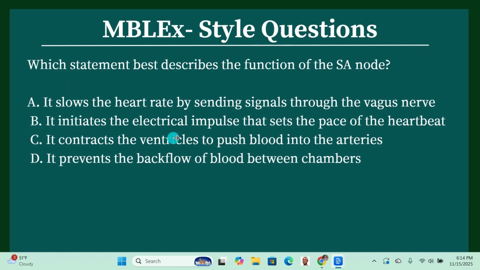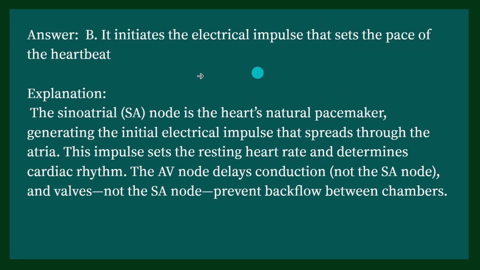B, it initiates the electrical impulse that sets the pace of the heartbeat. I like that one. And then we have C, it contracts the ventricles to push blood into the arteries. No, that's something that happens as a result of the electrical impulse. Or D, it prevents the backflow of blood between the chambers. That would be a valve. So I like B. All right.